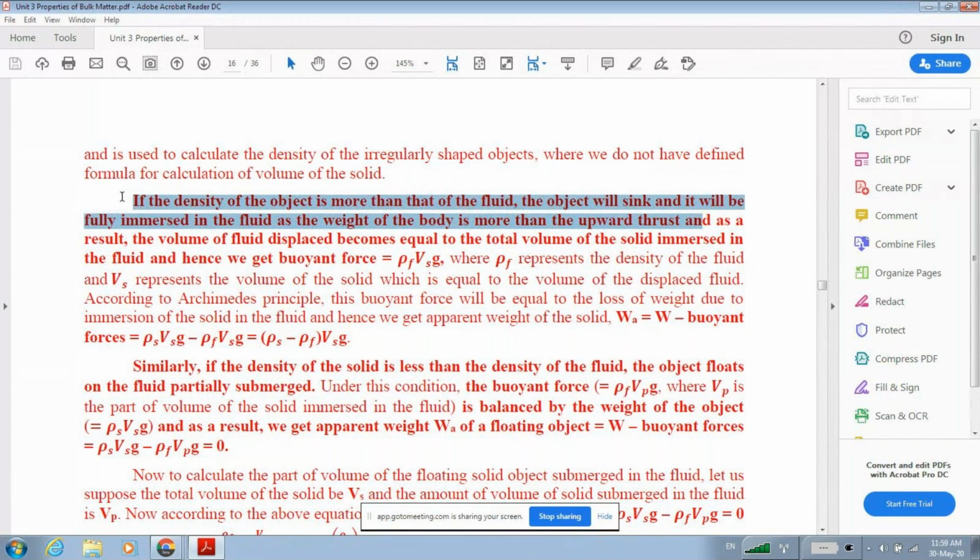The object will be completely immersed in the fluid, and the volume of the fluid displaced becomes equal to the total volume of the solid immersed in the fluid.